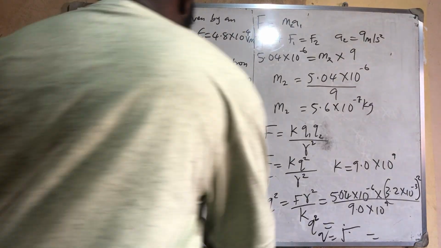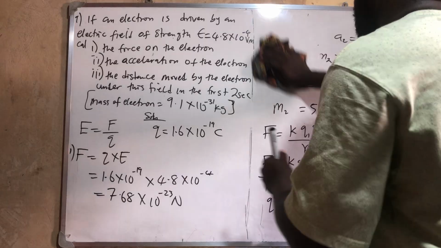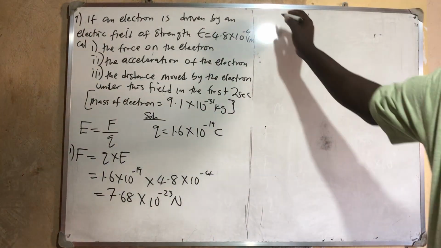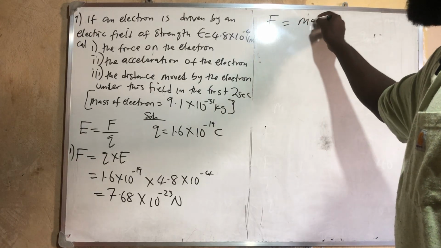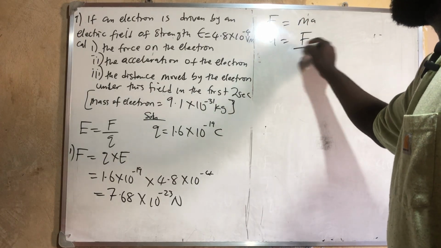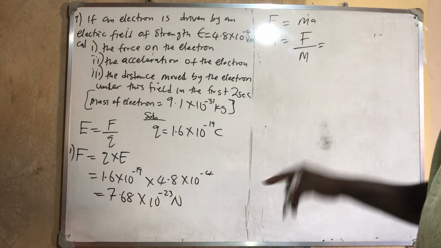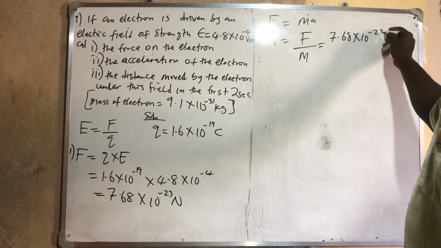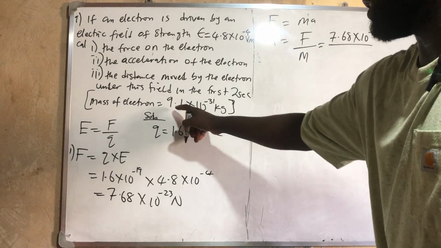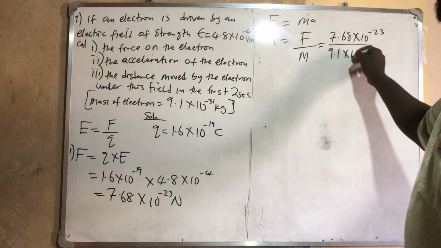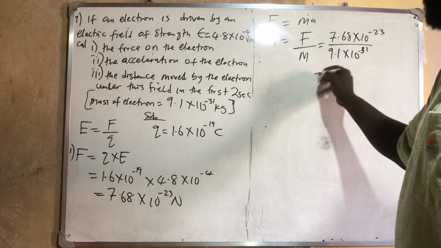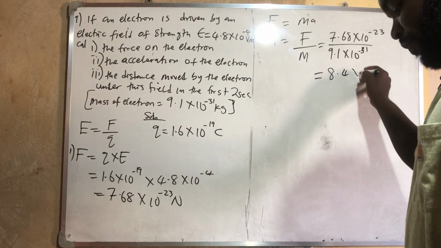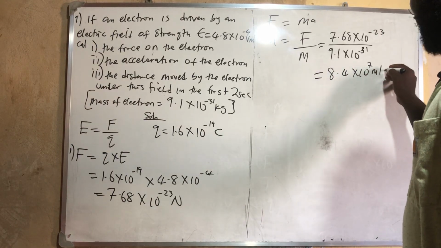So let's solve (ii), which says we should calculate the acceleration. You want to calculate the acceleration, you should never forget that force is equal to ma. So my a will now be F over m. My force I've gotten as 7.68 times 10 raised to power minus 23, divided by the mass of an electron, 9.1 times 10 raised to power minus 31. If you divide that, you're going to have that the acceleration is 8.4 times 10 raised to power 7 meter per second squared.